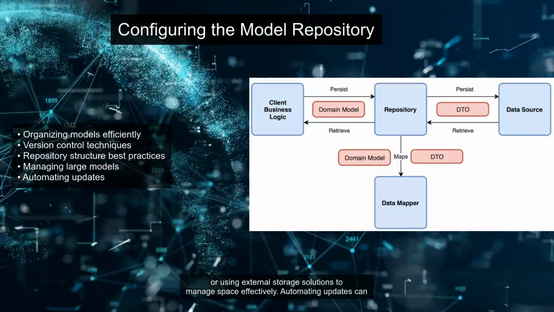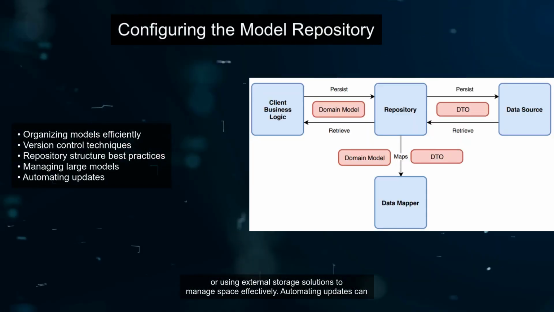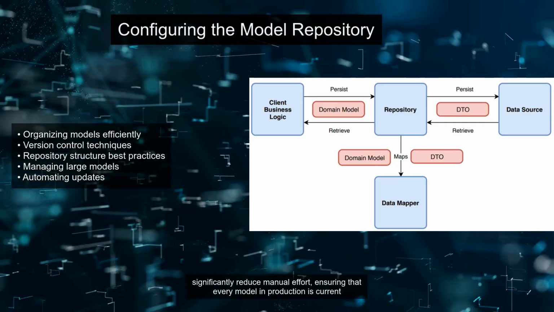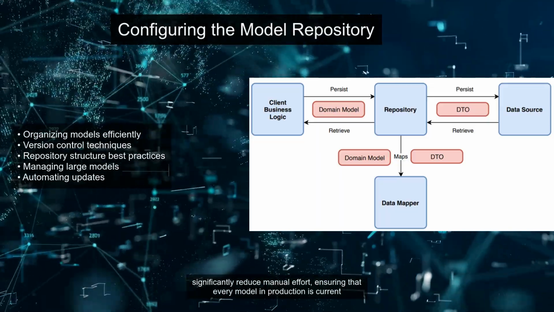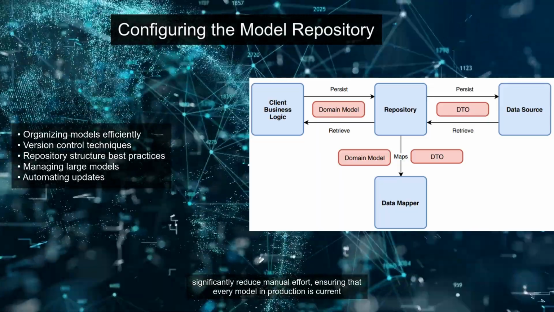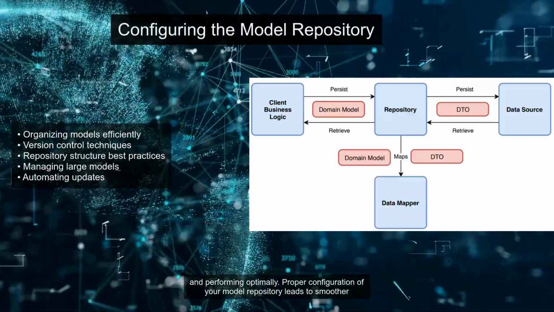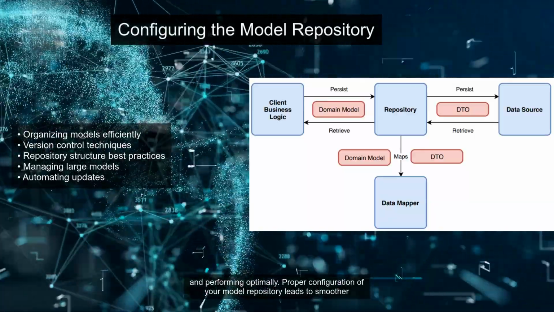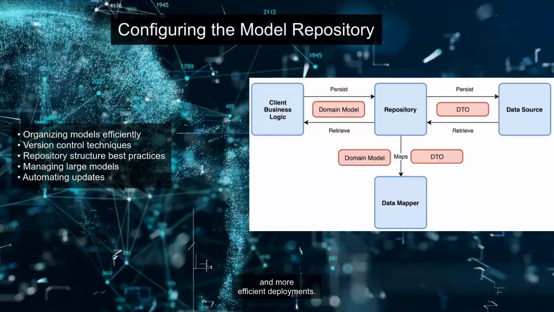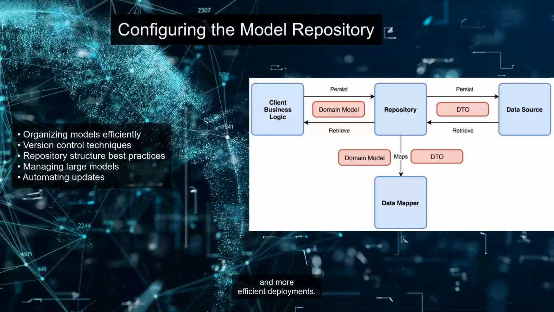For larger models, consider partitioning or using external storage solutions to manage space effectively. Automating updates can significantly reduce manual effort, ensuring that every model in production is current and performing optimally. Proper configuration of your model repository leads to smoother and more efficient deployments.